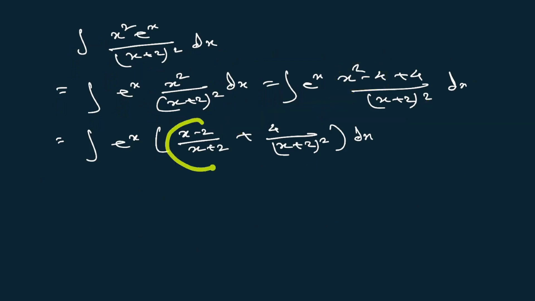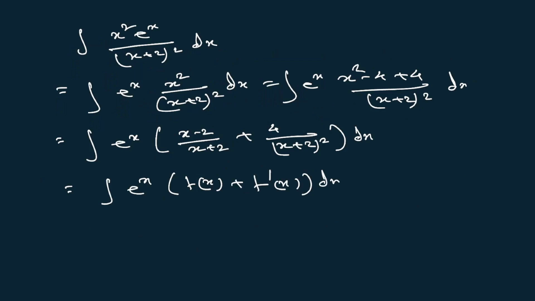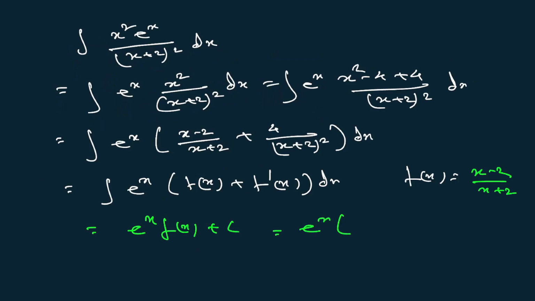Now if we apply the u by v formula, we are getting this value. Therefore, in this case, it is in the form of e to the power x into (f(x) plus f dash x) dx. That is here f(x) equal to x minus 2 by x plus 2. Therefore, the answer is e to the power x f(x) plus c. That is what is coming here. So e to the power x into (x minus 2 by x plus 2) plus c.